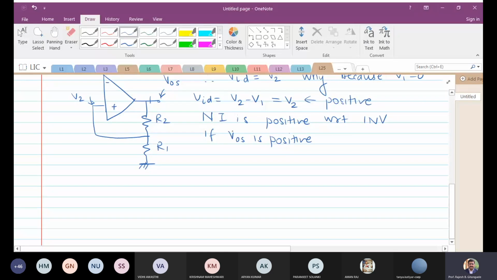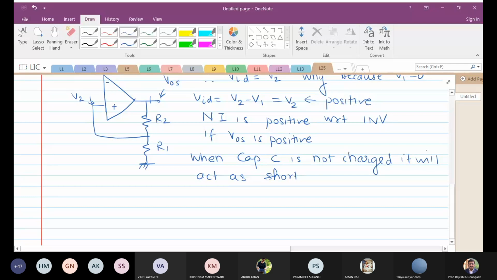So if output offset voltage is positive, V2 is positive. Initially, when the capacitor is not charged, it will act as a short circuit. Please remember this concept. It will act as a short circuit.